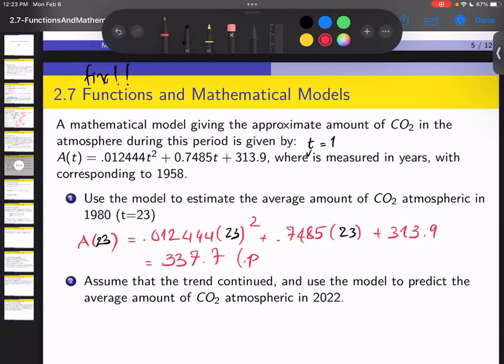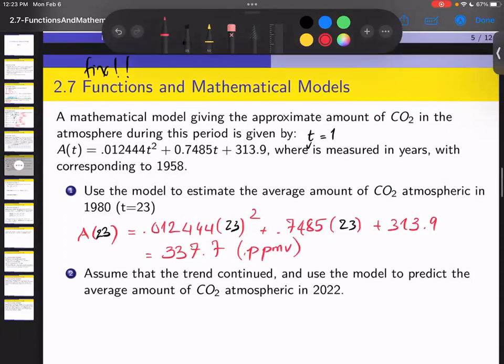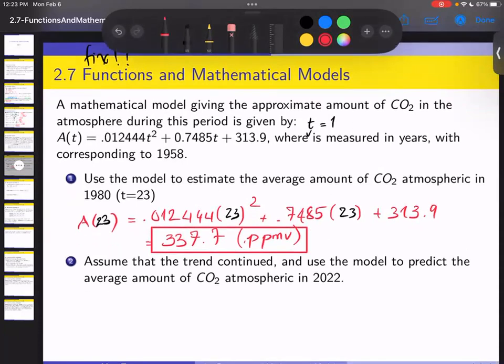Number 9. Parts per million volume. So that's easy. Assume the trend continues. Use a model to predict the average amount of atmospheric CO2 in 2022.